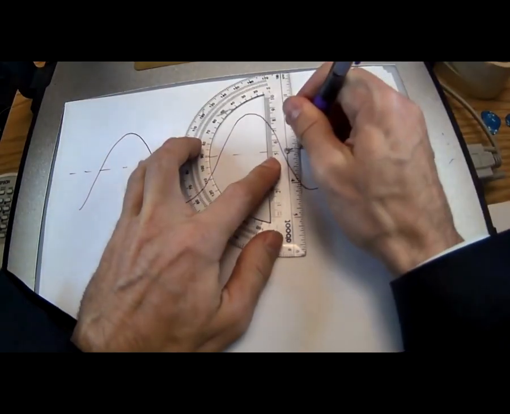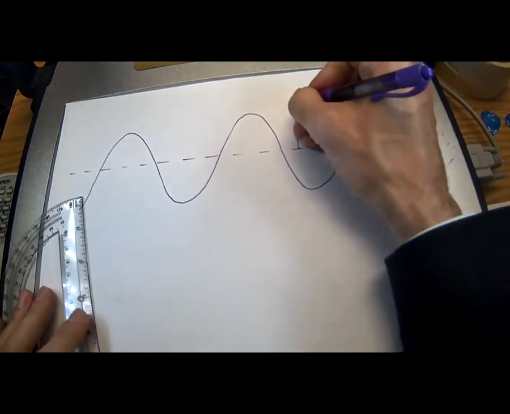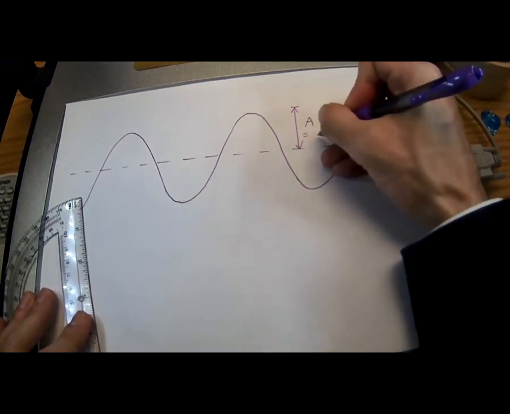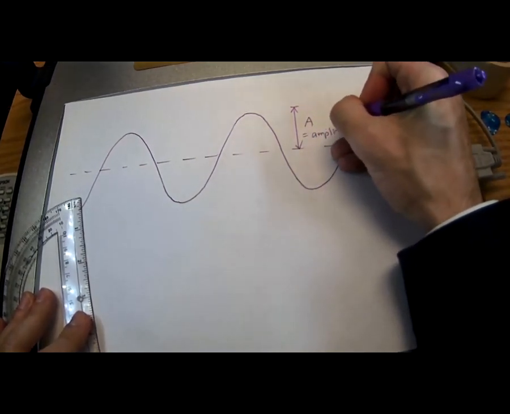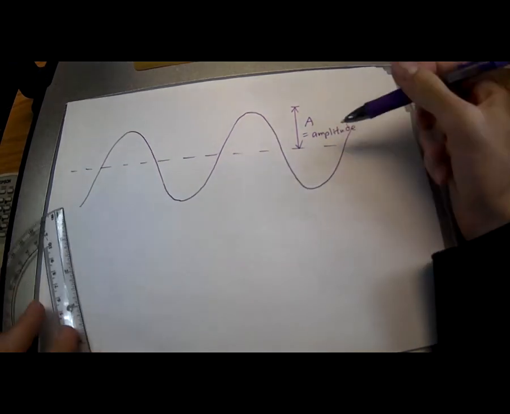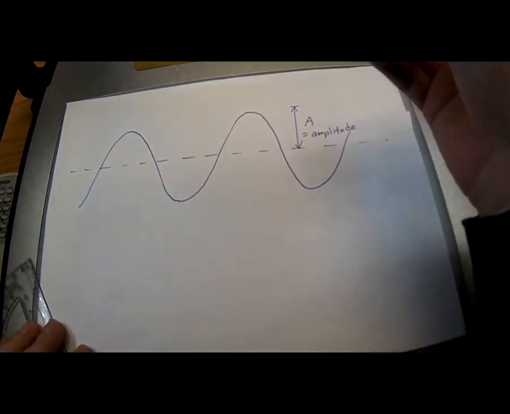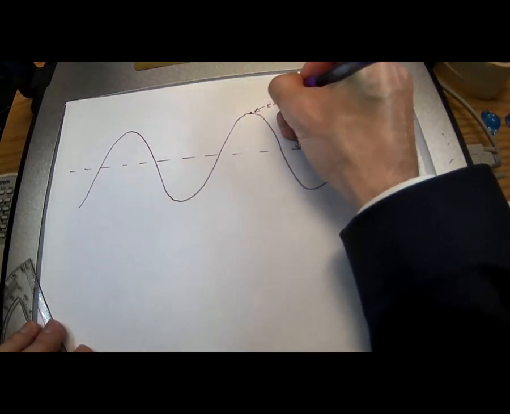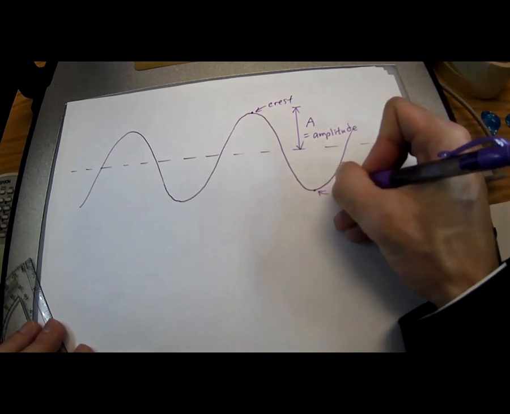Well, one property that I was starting to talk about a little bit was amplitude. So that's A, amplitude. That's from the center node line to, say, the crest. You might call that a crest. Call this a crest. Call this a trough.